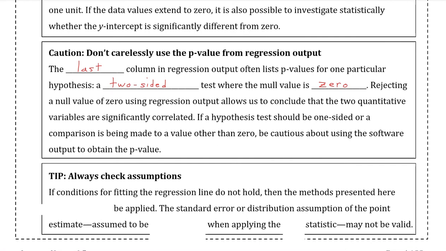However, be careful of those assumptions we talked about earlier. Always check those assumptions. If conditions for fitting the regression line do not hold, the 4 conditions listed previously, then the methods presented here cannot be applied. The standard error or distribution assumption of the point estimate assumed to be normal when applying the t-test statistic may not be valid. Let's look at a couple examples of analyzing hypothesis testing.